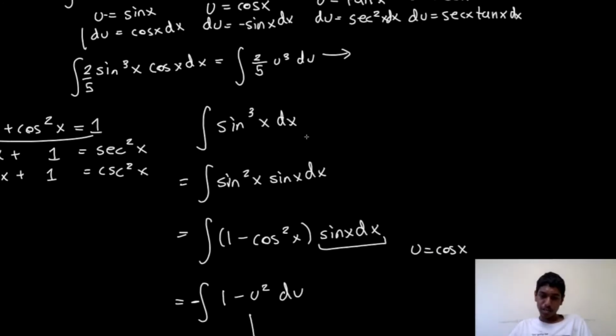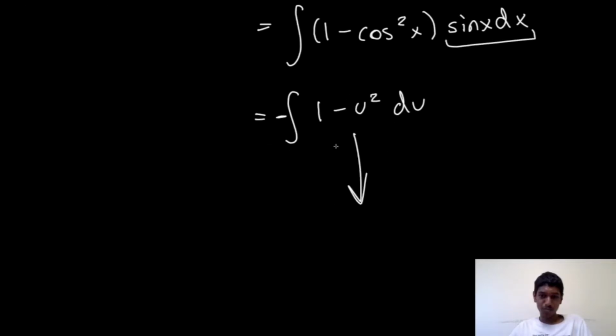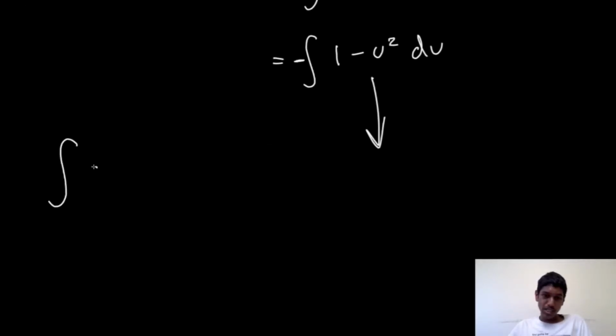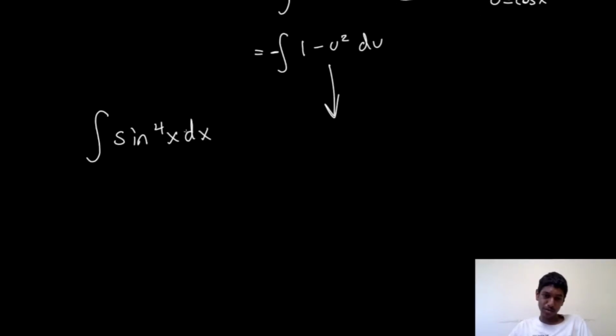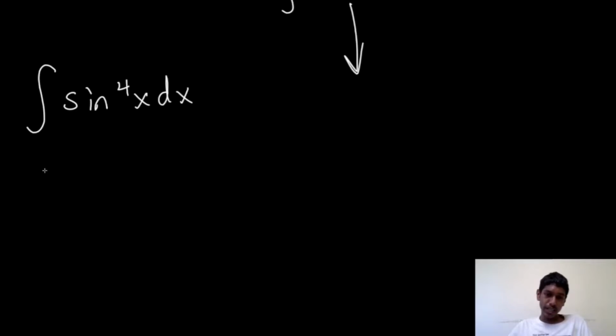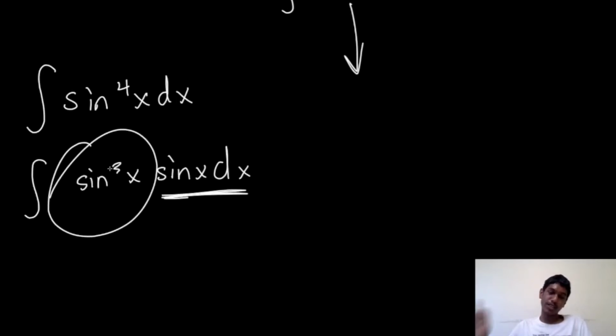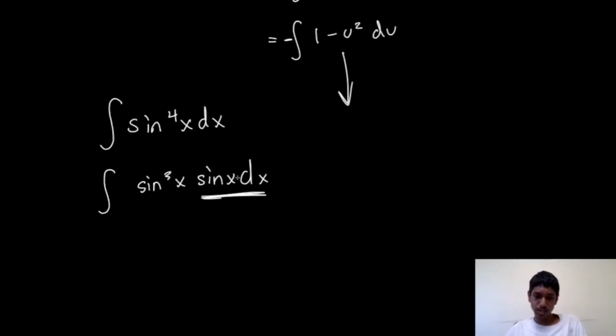Okay, but does this always work? The answer is no. For example, a similar looking but pretty different problem: sine to the fourth x dx. We can try setting aside a sine x, but now we're going to have our du, but we're not going to have our expression that's only in terms of u, which in this case we're still gunning for cosine.